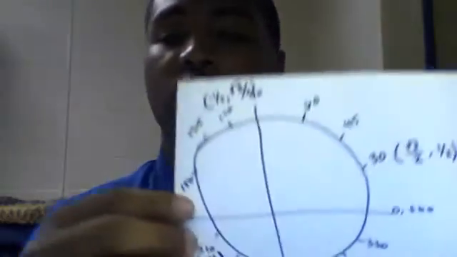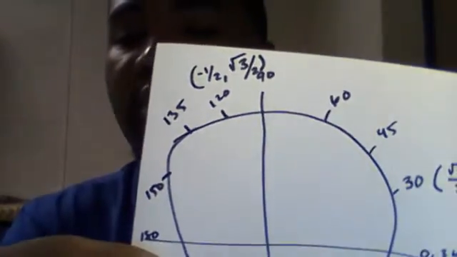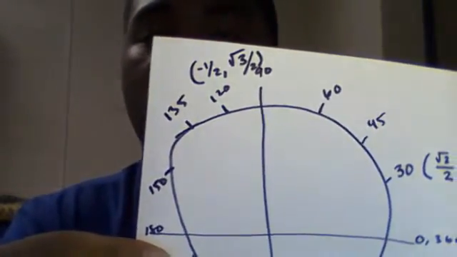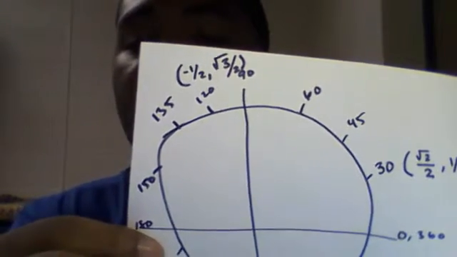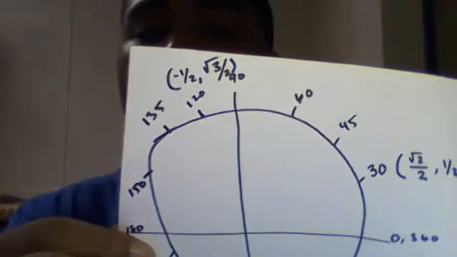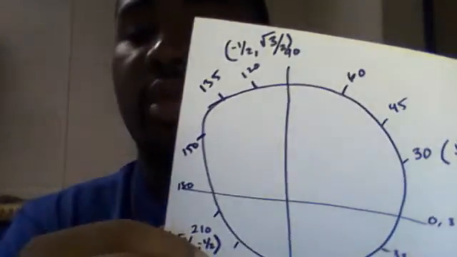Alright, moving on to the other parts of the circle. In quadrant 2, we know that only sine is positive. So if we want to know cosine of 120, that would be -1/2, and sine of 120 will be the square root of 3 over 2 in the positive direction.